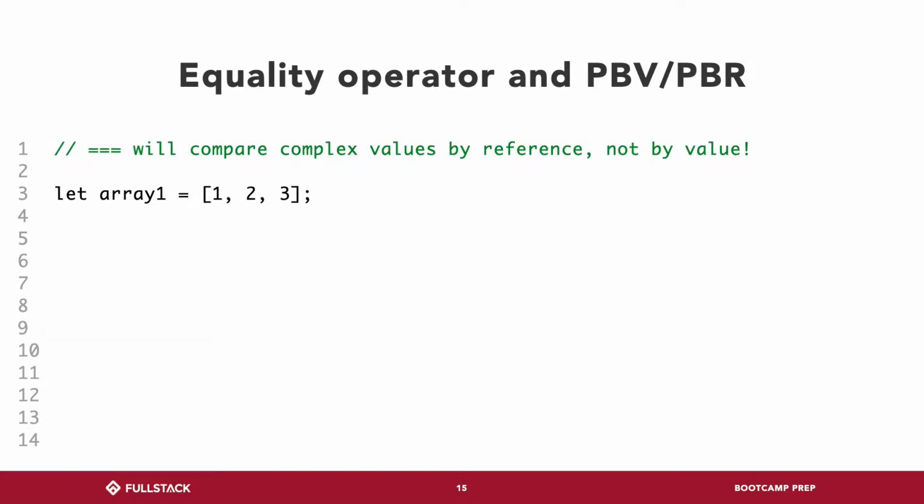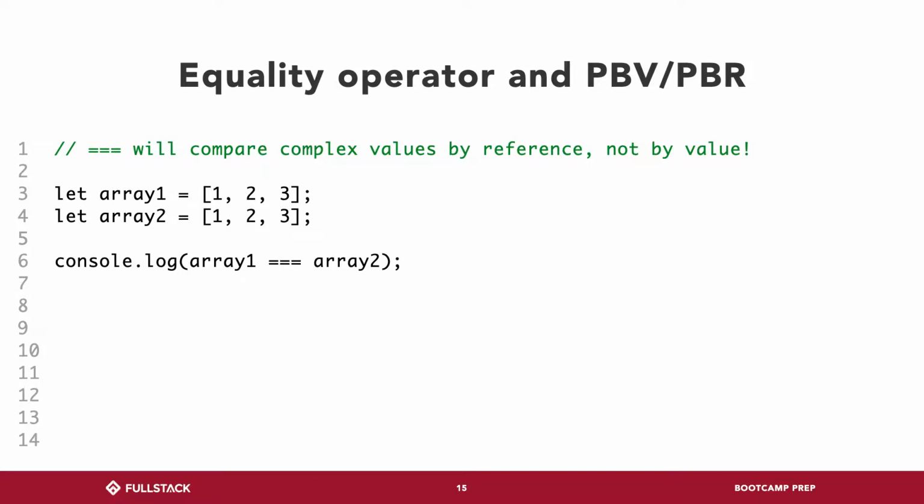So triple equals will compare complex values by reference and not by value. I'm sure maybe this week you've tried triple equals on arrays and gotten false when it doesn't make any sense. That's why. It's comparing them by reference and not by values. So if you let array 1 be 1, 2, 3 and array 2 be 1, 2, 3, array 1 triple equals array 2 is false. They're not referencing the same thing.